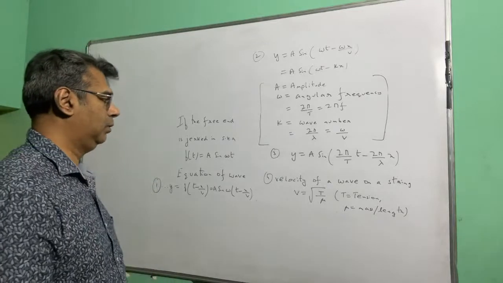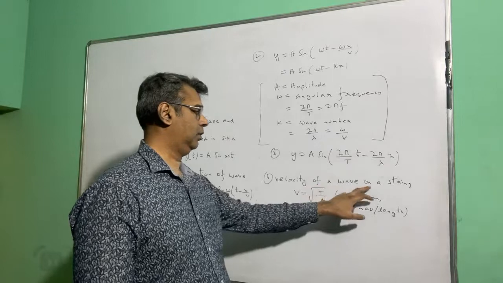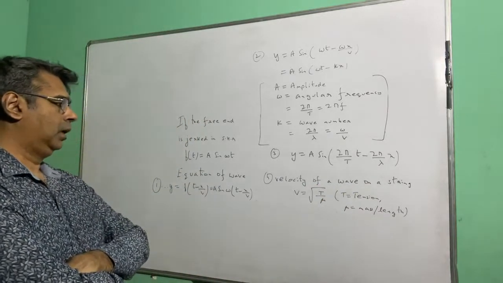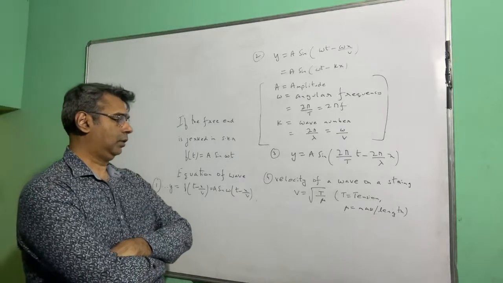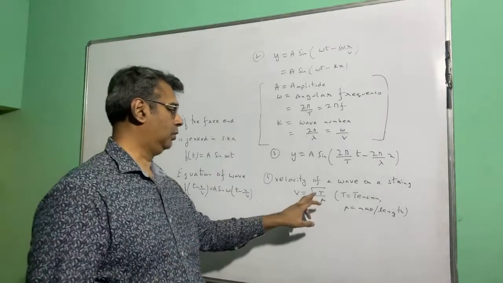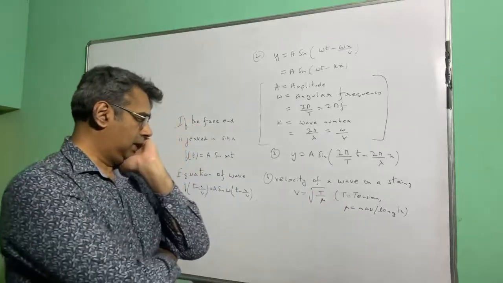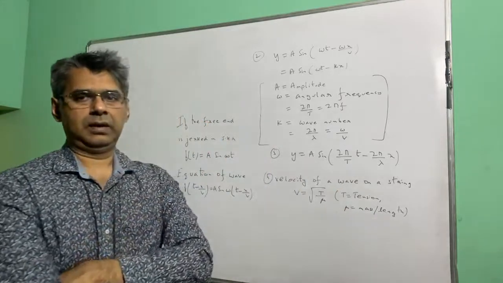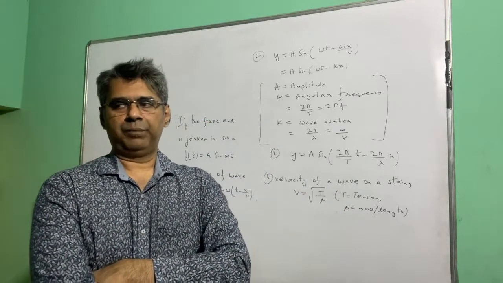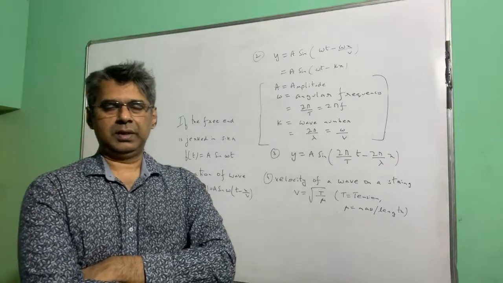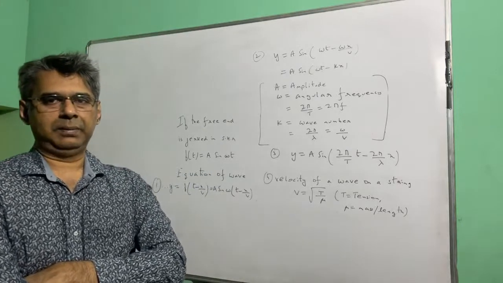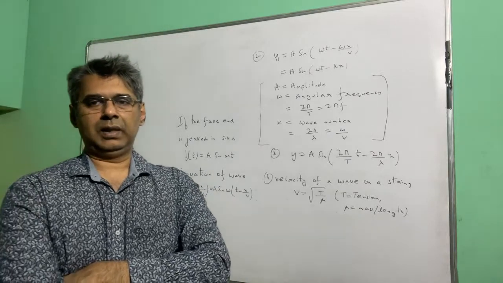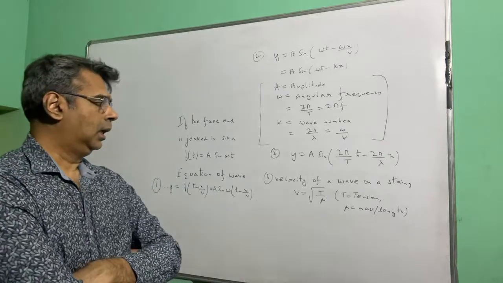Okay, now we come to number 4, velocity of a wave on a string. The formula is V equal to root over T by mu. T is the tension, and mu is the mass per unit length. Now this formula has a derivation, but I'll not do the derivation. It's a very cumbersome, very big derivation, and it isn't worthwhile trying to remember it.